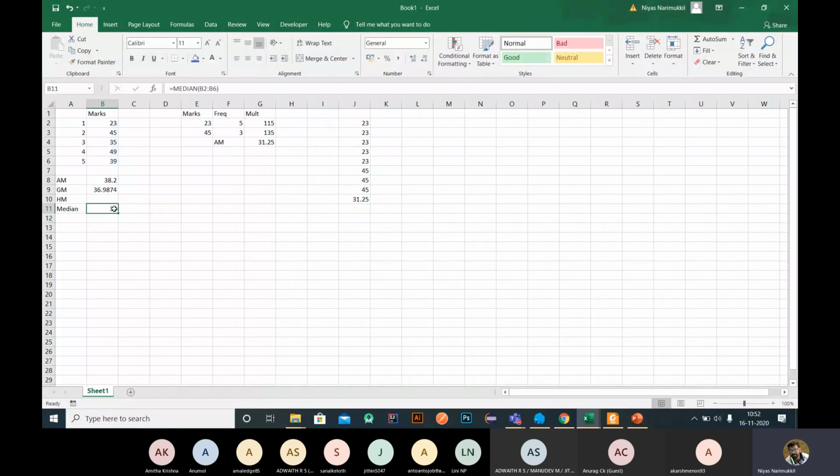So in the case of median, it will sort the entire list in ascending order, then find the center element. If the number of elements is odd, here the number of elements is 5, it is an odd number, so there is only one center element. If the number of elements is even, you will get two center elements. So the median is the average of those two numbers.